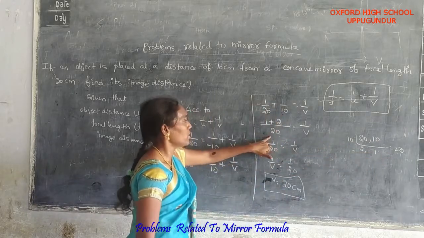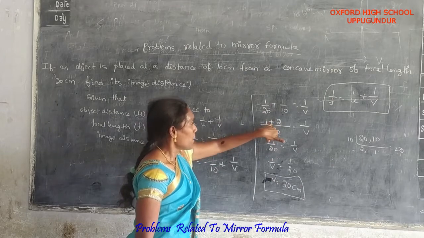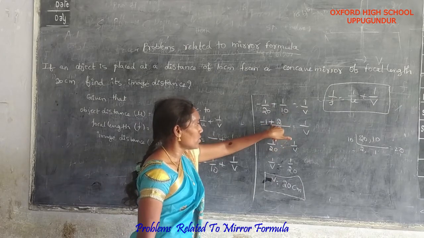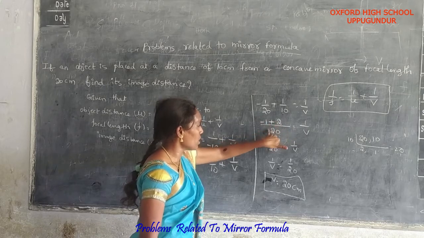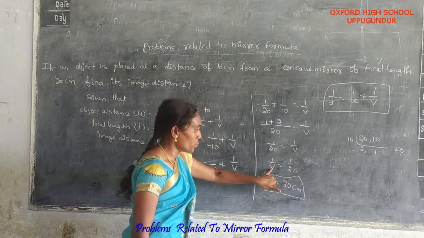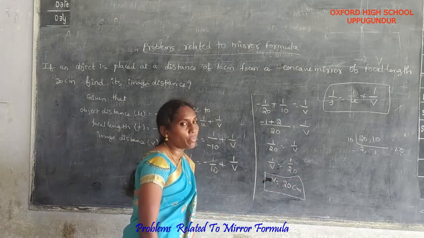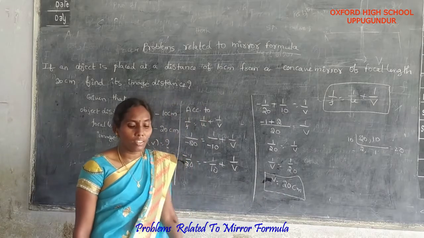LCM is 20. 2 ones are 20, that's why minus 1 should be written. And plus 10 twos are 20, that's why I should write 2 here only. Minus 1 plus 2 is equal to 1. 1 by 20 is equal to 1 by v. This should be written as 1 by v is equal to 1 by 20. Finally, the image distance v is equal to 20 centimeters.